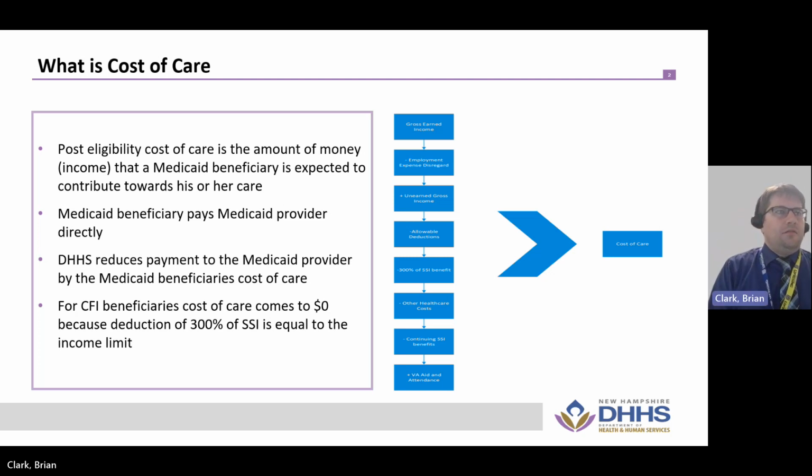For CFI beneficiaries, the cost of care comes to $0 because the deduction of 300% of SSI is equal to the income limit for CFI.